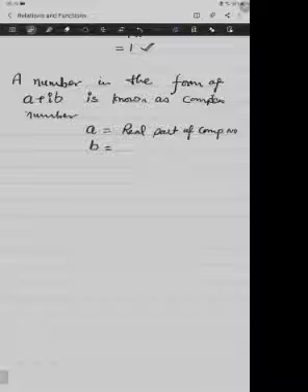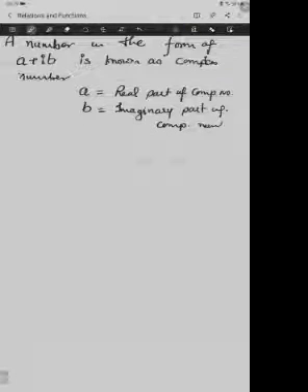And B is known as the imaginary part of a complex number, right? So A is the real part of the complex number and B is the imaginary part. A complex number we will mainly represent with the symbol Z. Z is equal to A plus iB. This is said to be a complex number, which is A plus iB.